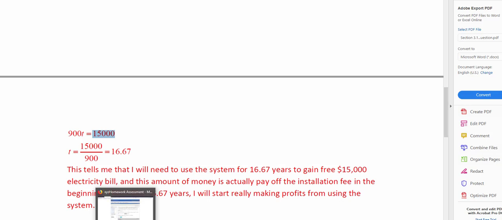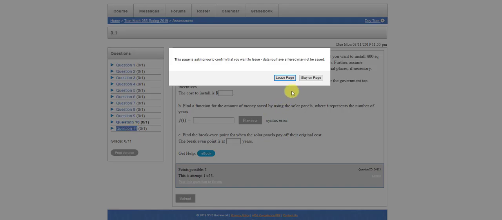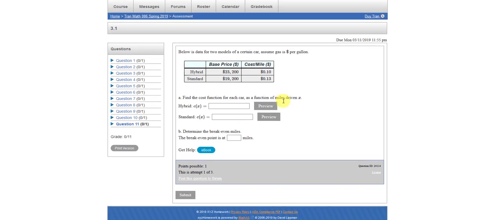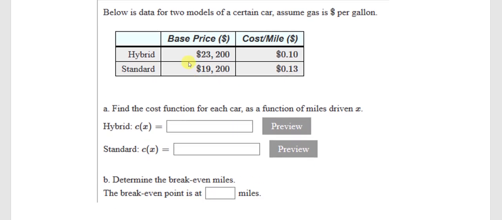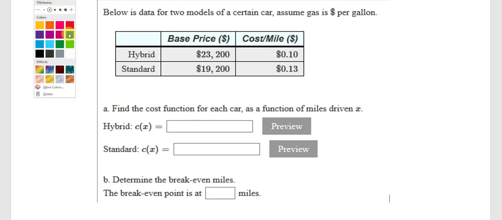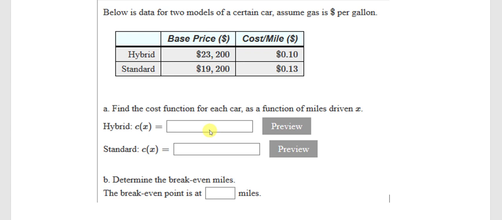And then the next one should be 11. So in this question, they give you the data for two models of a certain car, assuming gas is $1 per gallon. Now the first part asks you to find the cost function for each car as a function of the miles driven, x.